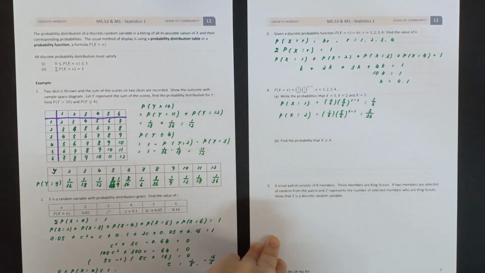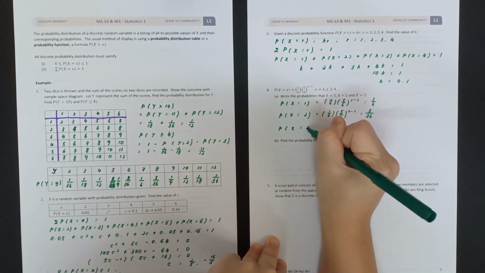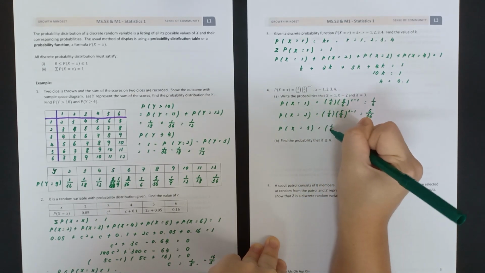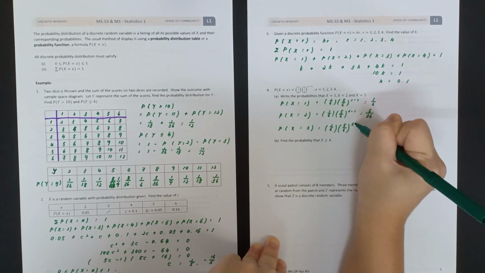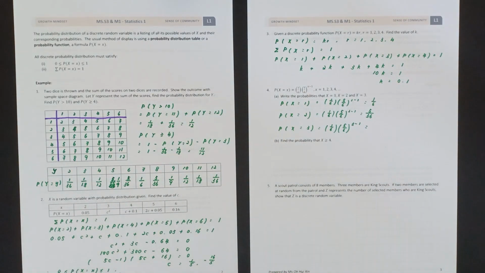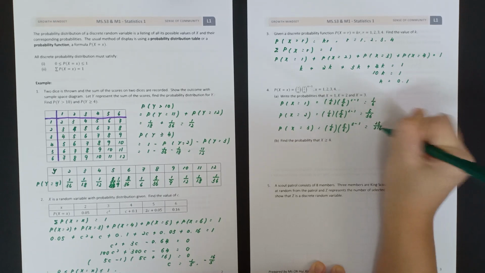Okay, so move on to the next one, the probability when x equals 3, which is 1 over 6, and then 5 over 6, and here you have 3 minus 1. So 3 minus 1, you are getting a square. Then after that, when you count it with your calculator, you should be able to get 25 over 216.